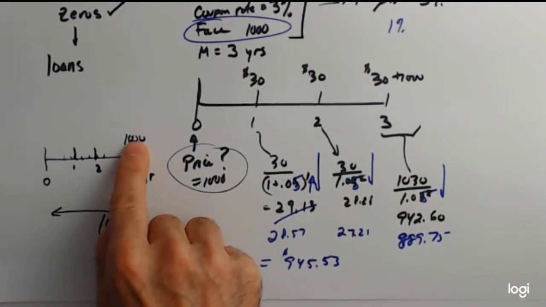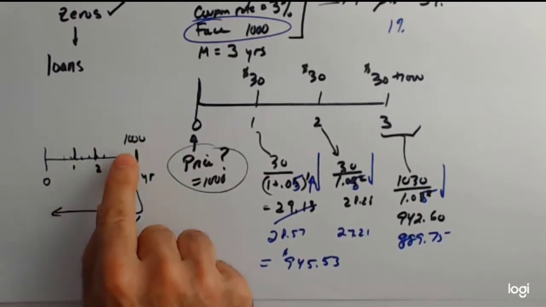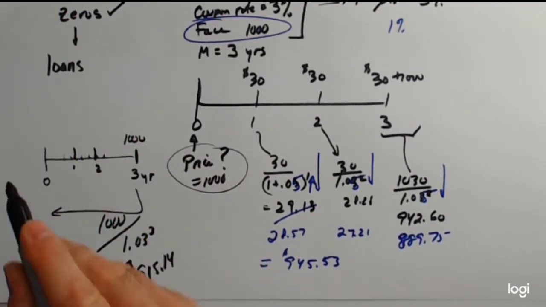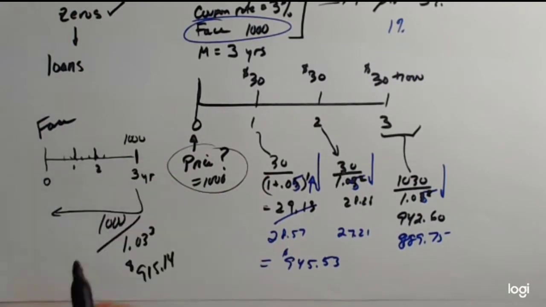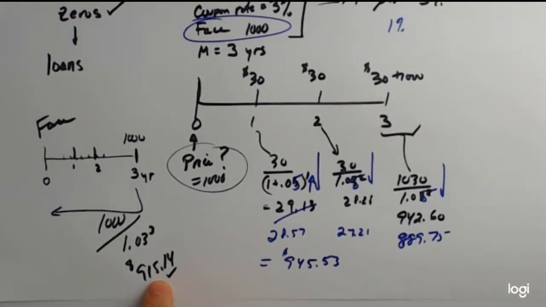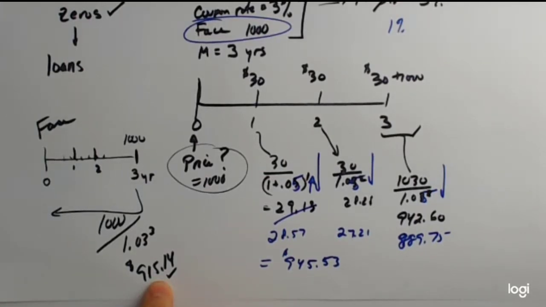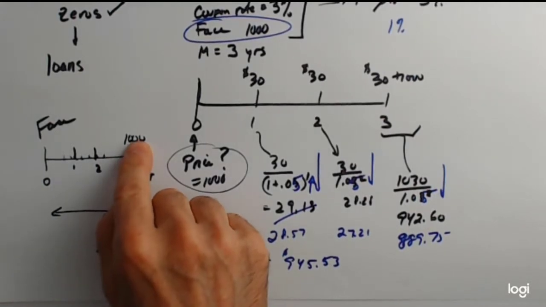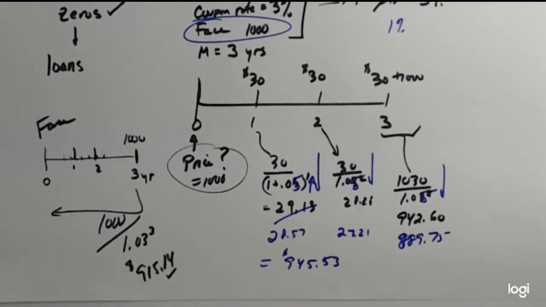So if you had a $1,000 maturity, if you bought a zero with a face value of $1,000, it would be worth $915.14 today. Or reverse the process: if you invest $915.14 at 3% for 3 years, you'll end up with $1,000 in 3 years.